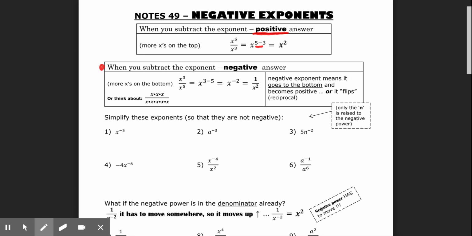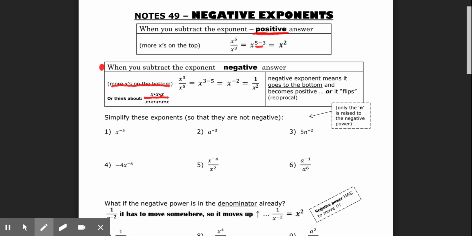However, when you subtract the exponent, you might get a negative answer if you have more x's on the bottom. But before we get into that, remember the expanded form. If you have x cubed, that means 3 x's on top, all divided by x to the fifth, which would be 5 x's on the bottom.